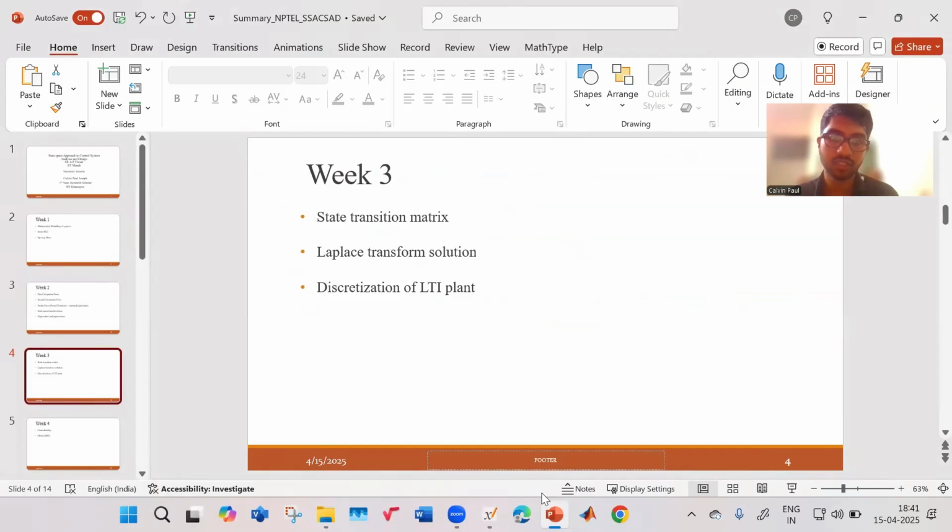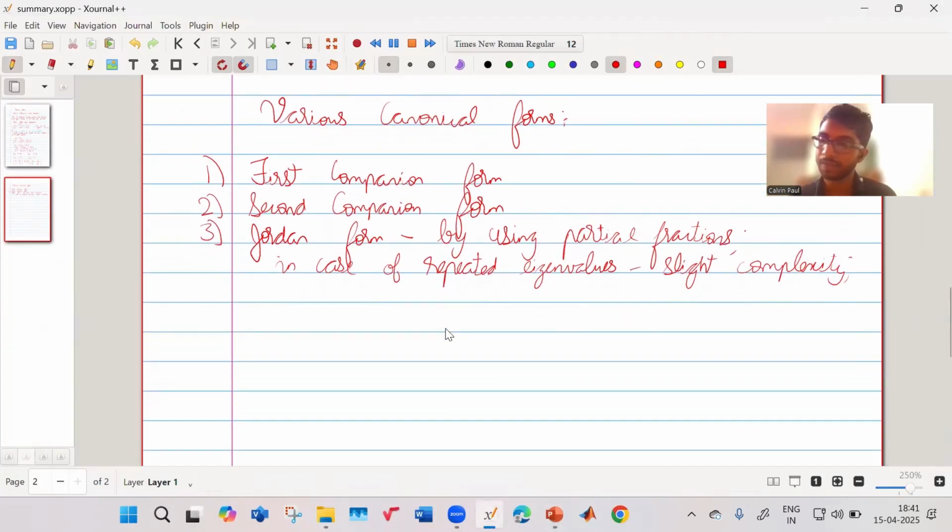Okay. Next is week 3. Week 3 has been mainly related to the state transition matrix.